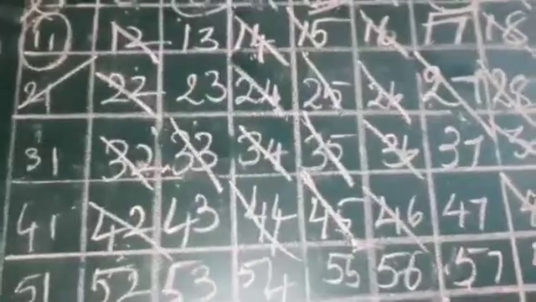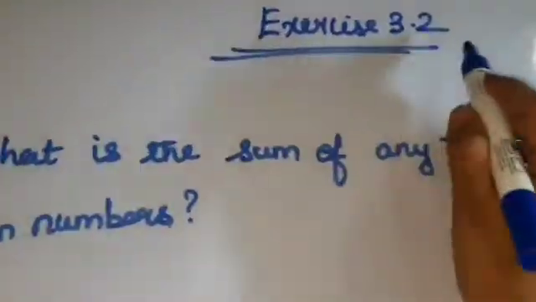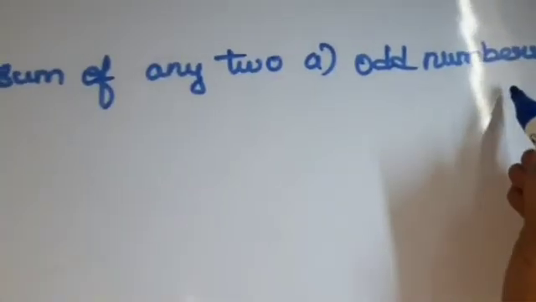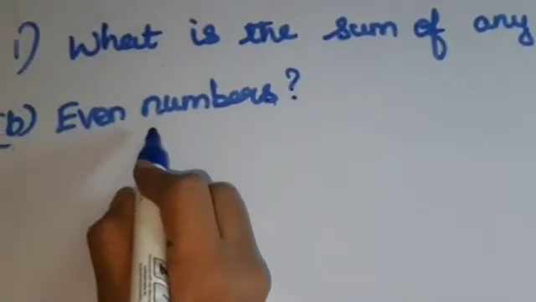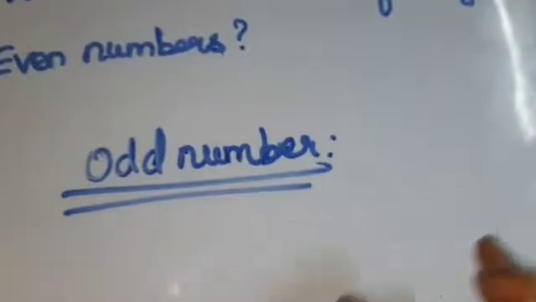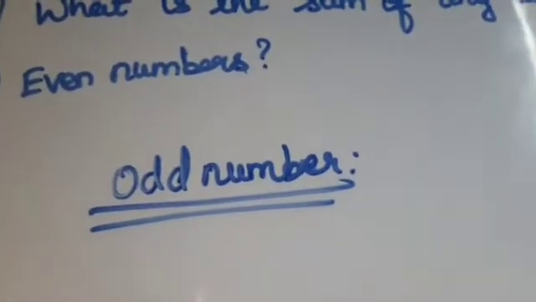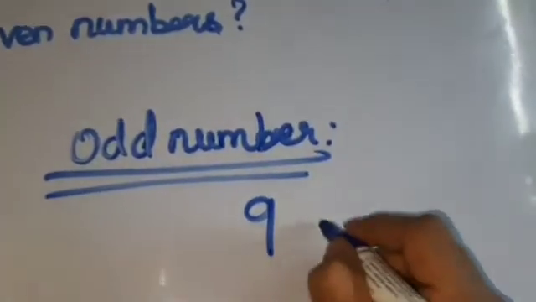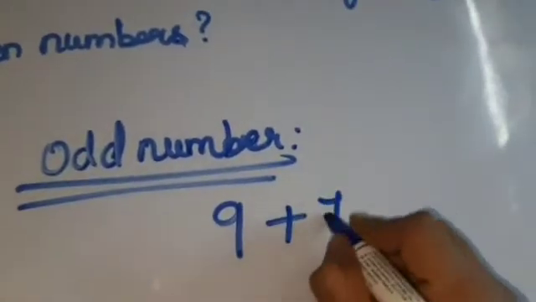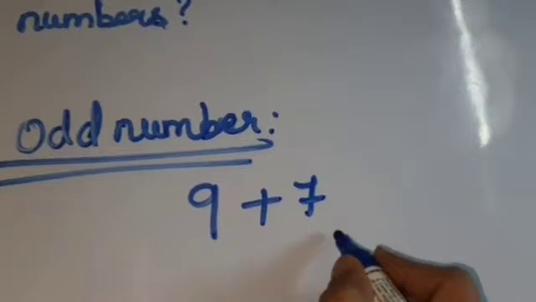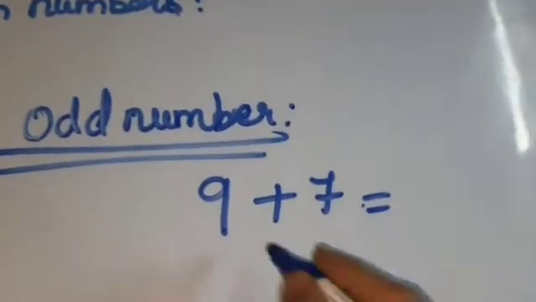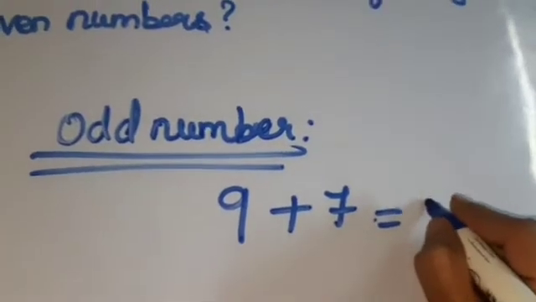Now let's solve the exercise problem. Exercise 3.2. The first sum, what is the sum of any two odd numbers? An odd number cannot be exactly divided into two parts. For example, we'll take a number 9 and the second number 7. When we add these two numbers, we'll check what the sum is. So 9 plus 7 is 16.